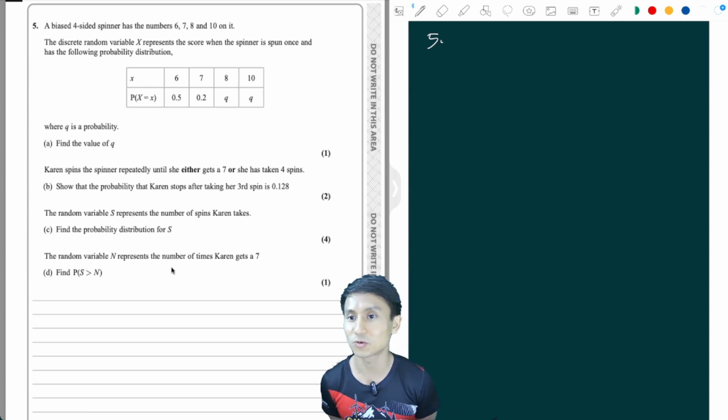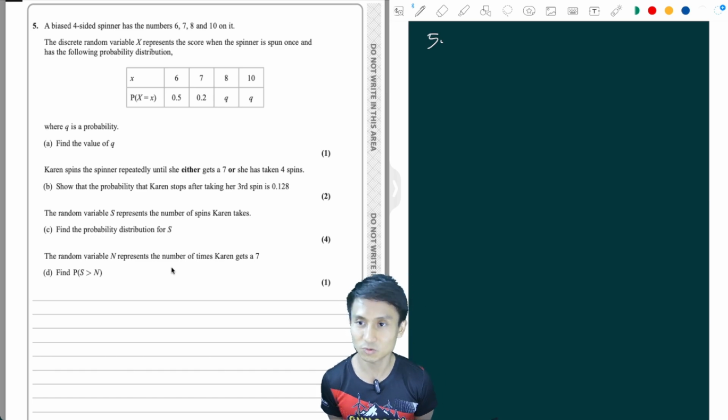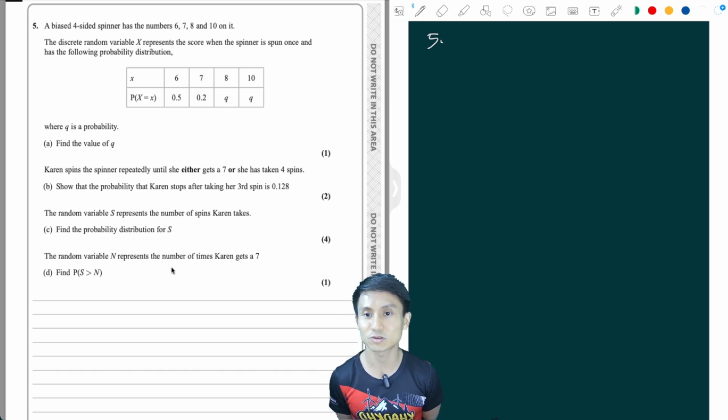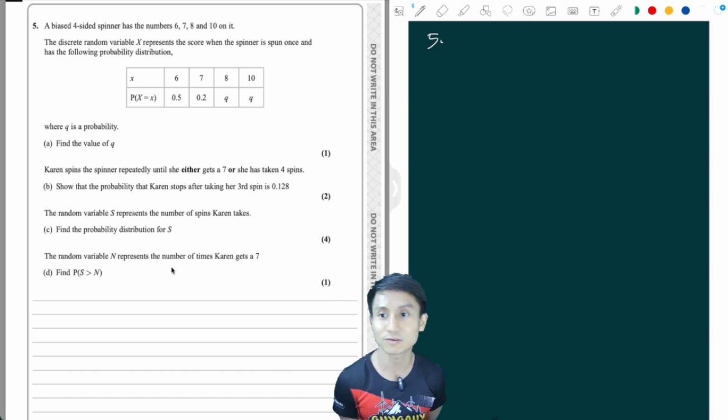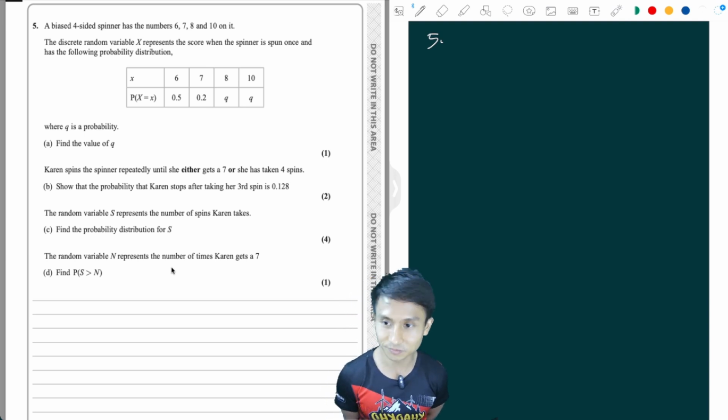A biased four-sided spinner has the numbers 6, 7, 8, and 10 on it. The discrete random variable x represents the score when the spinner is spun once and has the following probability distribution. Where q is a probability, it's an unknown for the time being. A, find the value of q, so hence we need to solve it.